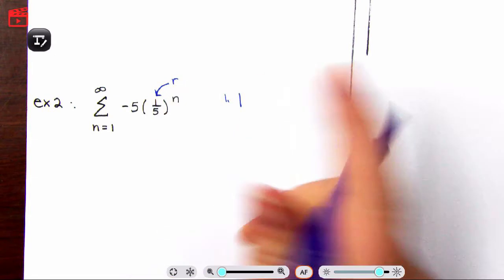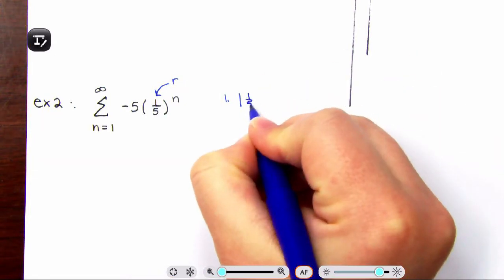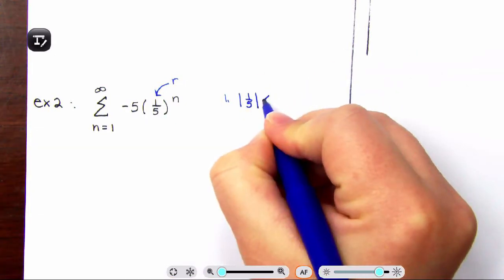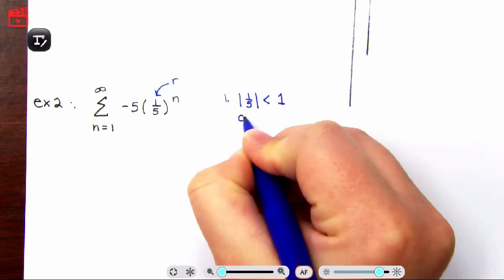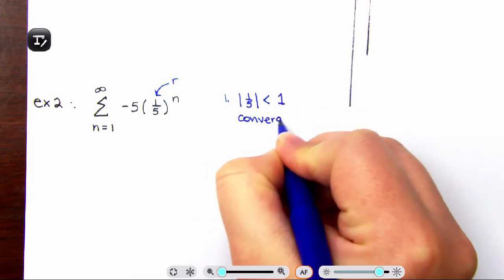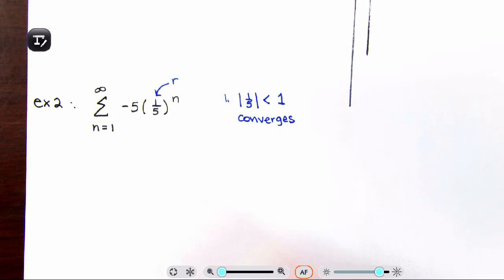So that means this is r. So I have the absolute value of 1/5 is smaller than 1. So that means it converges. I'm not going to write the formula again. I do have it. You can't see it, but I do have it here ready for me to use.